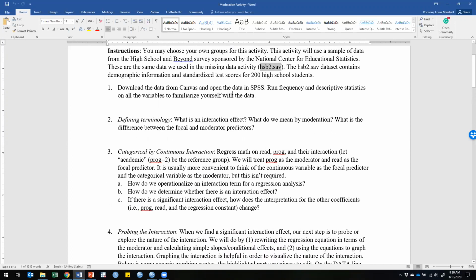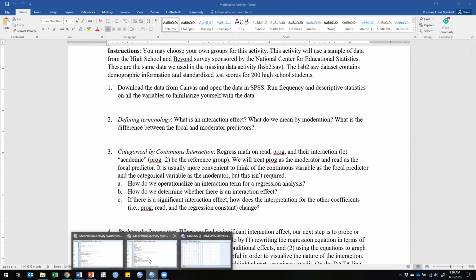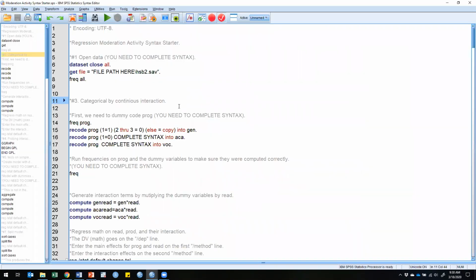So in the first one, I want you to download the data from Canvas, open the SPSS file, and just run frequencies and statistics on the variables just to sort of familiarize yourself with the data set. So let's go ahead and do that right now.